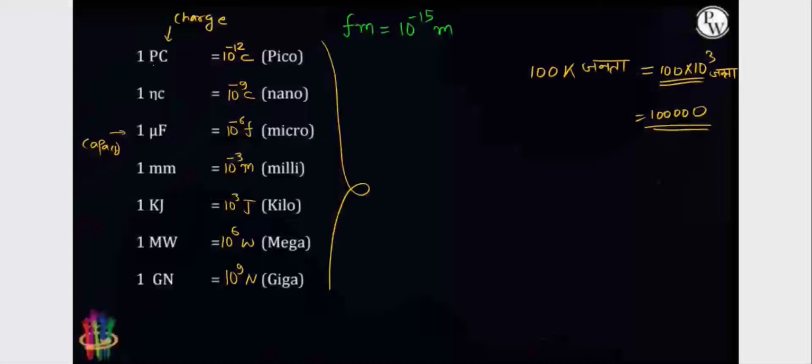1 picocoulomb is 10 to the power minus 12 coulomb. 1 nanocoulomb, nC, is 10 to the power minus 9 coulomb. 1 microfarad, that is for capacitor, is 10 to the power minus 6 farad, that is micro. 1 millimeter is 10 to the power minus 3 meter, unit of distance.